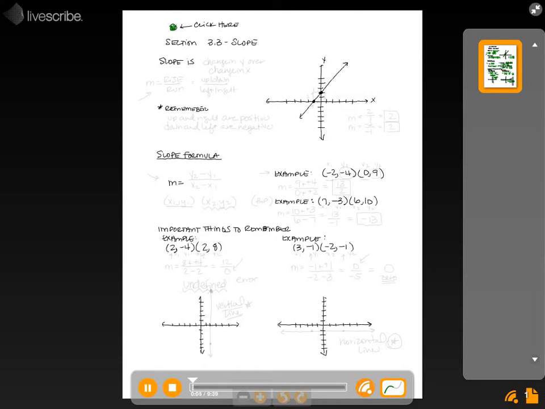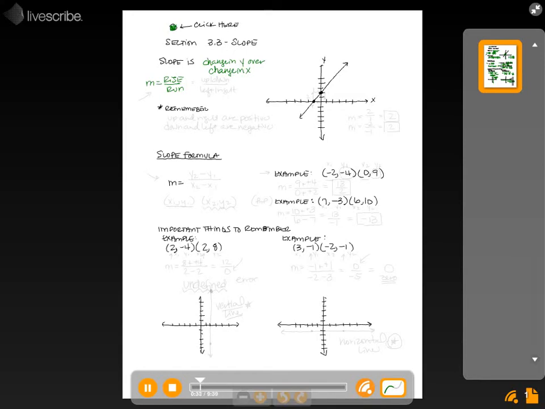Alright, these are our notes on section 3.3 on slope. We're going to get started. Slope, the formal definition, is the change in y over the change in the x values. Now, the way that you've probably seen it is rise over run. That's the most common. And the letter we use for slope is m.